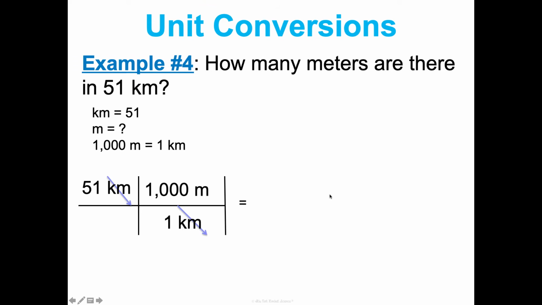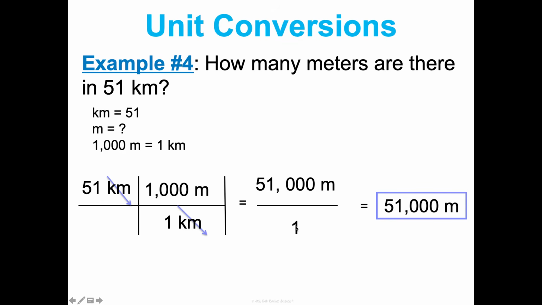Then we multiply across the top. What's 51 times 1,000 meters? Well, it's 51,000 meters. You multiply across the bottom. We just got a 1, so it's just 1. And now you divide the top by the bottom. 51,000 meters divided by 1 is just 51,000 meters. So how many meters are there in 51 kilometers? There's 51,000 meters. Okay, let's try another one.